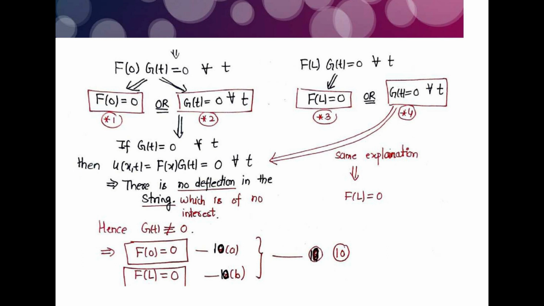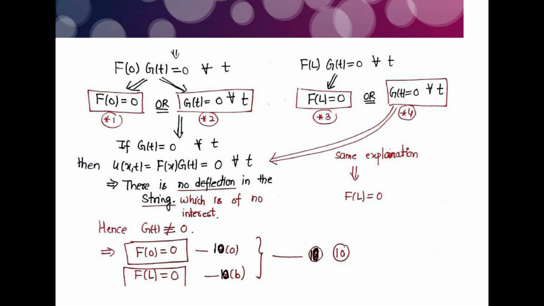Now going to the second condition, that is 2b, we got star 3 condition and star 4. Star 4 is again the same, that G of t is 0 for all values of t, and if this function capital G is 0, this implies that the deflection u is 0 as discussed in the first case. And again this case is simple. So finally the case is interesting only if we take the first condition, that is star 3, that capital F at x equal to L is 0.